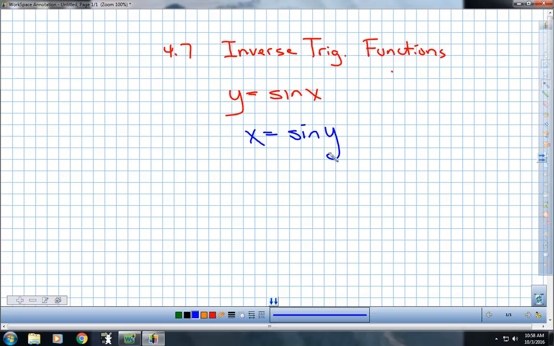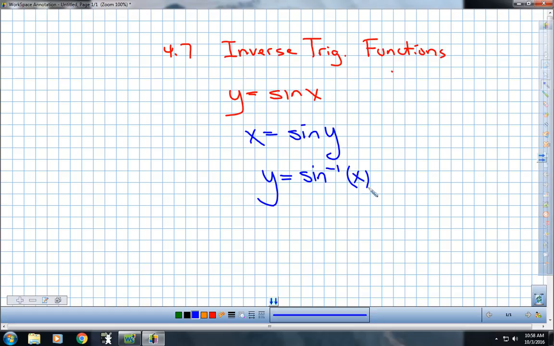Okay? So now x, which is the input, would be the sine ratio, right? And y would be, actually the x would be the sine ratio, and y is the angle measurement, right? Okay, if I want to write this in functional form, meaning a y equals form, instead of saying x equals sine y, I would say this. Y equals the inverse sine of x.